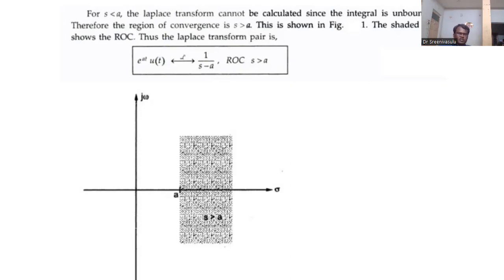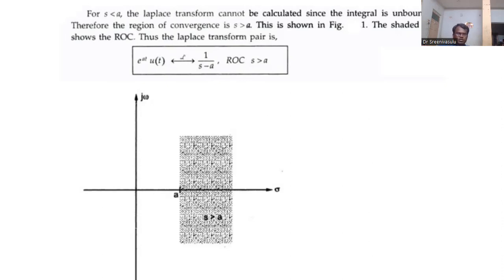That is our intention. Now, if we want to draw the S plane, it is important. On the x-axis, it is the real part of s, nothing but sigma. On the y-axis, the imaginary part of s, nothing but j omega.